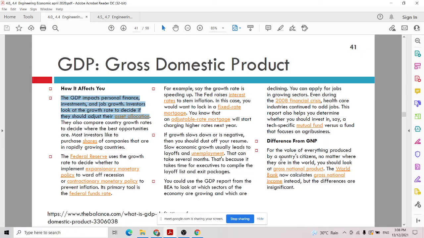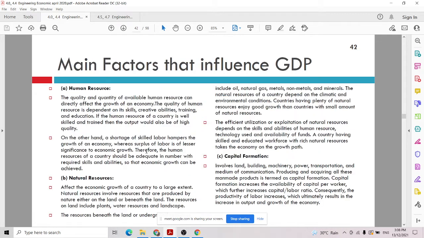Alright, so that is how GDP impacts your product. The main factors that influence GDP: first of all, human resource. The first capital will be the human resource, either skilled workers or professional workers. You need enough unskilled workers to work towards your GDP, to produce your output.